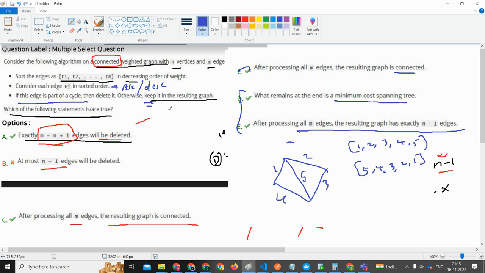No, the list does not have that. Considering E1, E2, E3 all the way to EM is in descending order, right? They're saying the second point is only true if they're picking the last element from the last and picking it in reverse. That's correct. If they pick it from the last and come back in reverse, it will give us the minimum cost spanning tree.